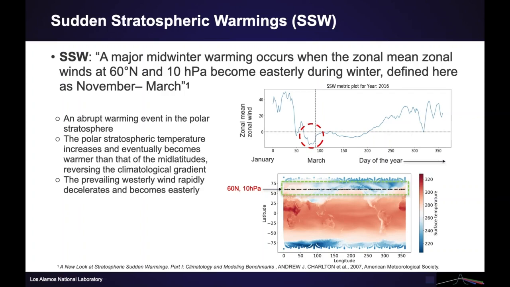In the top plot, we show SSW detected, and the highlighted days in the red circle show the days when the zonal mean zonal wind is reversed and the value is negative.